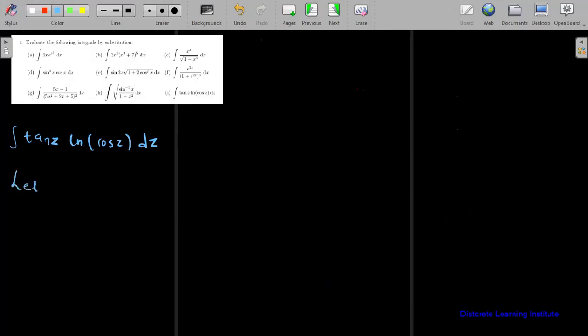So you let u be this log here, ln of cos z, which has a composite. So you have that function. Remember the derivative of logs. If I have a function y is equal to ln x, the dy/dx of that function, the derivative of ln x, is just 1 over x.